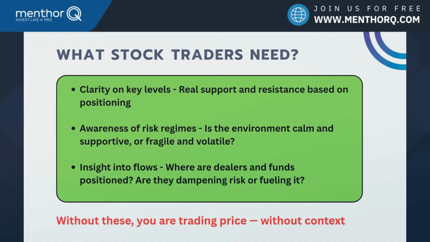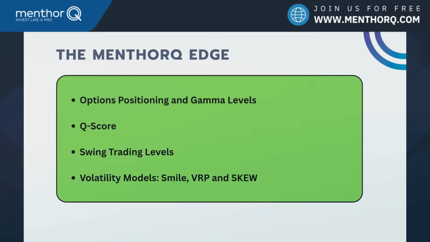You have to be aware of risk, right? Are we in a calm environment? Are we in a volatile environment? Or are we in a steady uptrend? And then, of course, you need to understand how flows can affect the price. So where are big funds positioned? Where are the market makers going to hedge? And what can happen if the price approaches this level? Without understanding this, you're trading just by looking at price action without context. And that's one of the key problems.